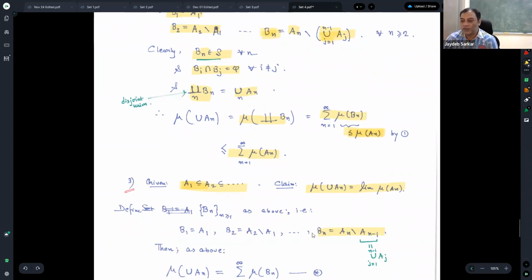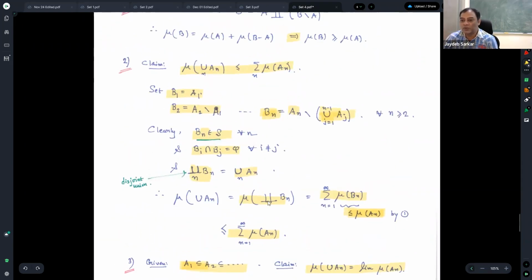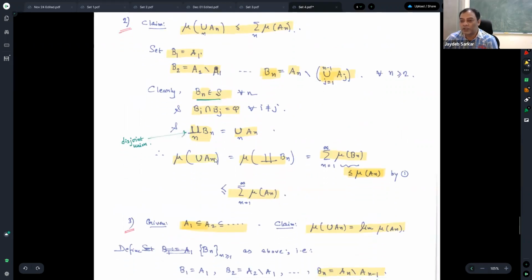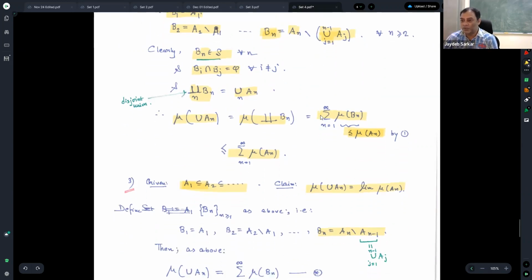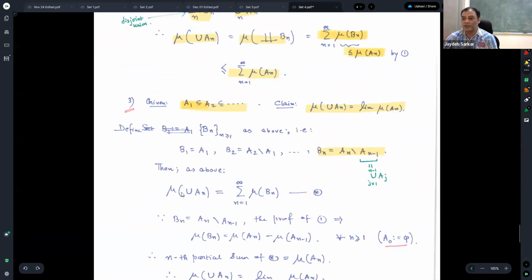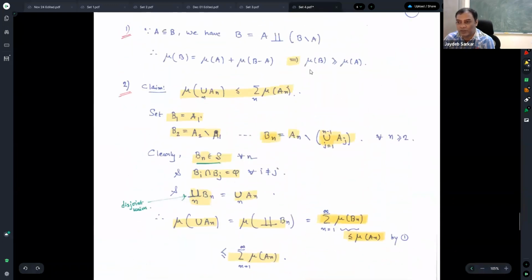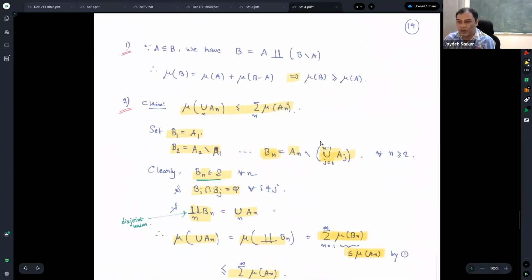And once you define it this way, then, as in the earlier proof, you can say the measure of the union of An is the measure of the disjoint union of Bn, which is going to equal the sum of the measures of Bn. So you go to this level. So the measure of the union of An is going to be the sum of the measures of Bn, right? Now you consider this Bn the way you did here. Since Bn is An minus A(n minus 1), the proof of part 1 means this part.